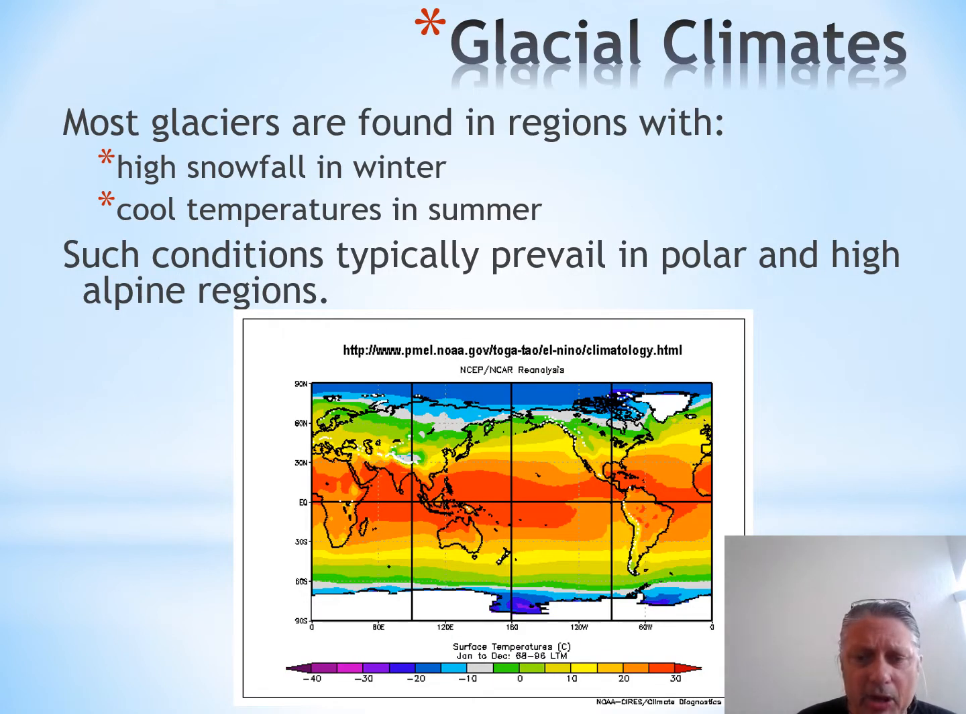This map here relates glaciers and ice caps, which are white, to climate. And you can see even in equatorial regions, there are glaciers. They just happen to be high above sea level, where the air is cooler.